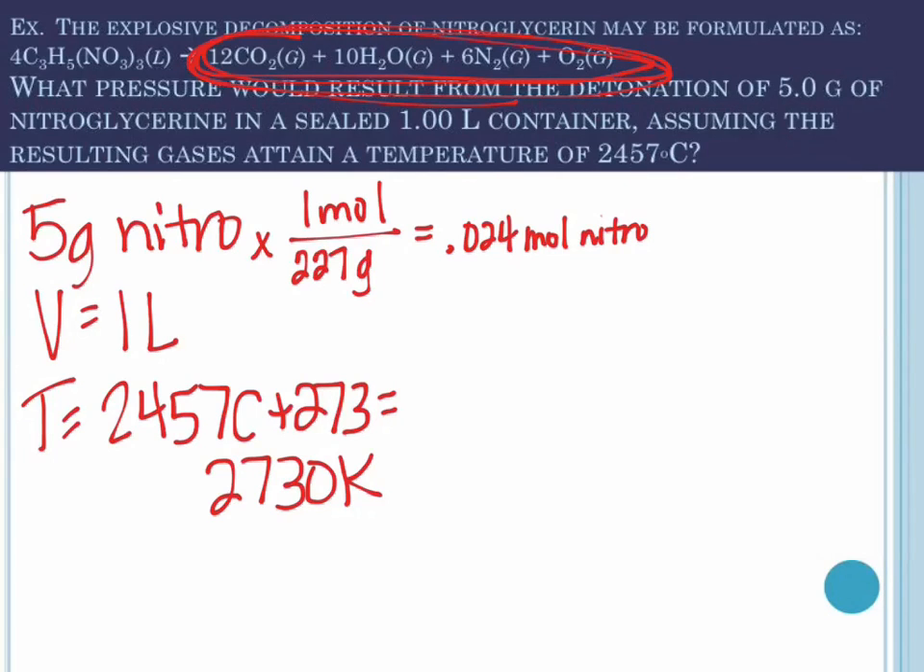So when I use these moles of nitro, I want to know how many moles of gas is formed, all those gases. So what's the mole ratio of nitro? What's the number in front of nitro? 5. In the equation. Oh, it's a 4. It's a 4.